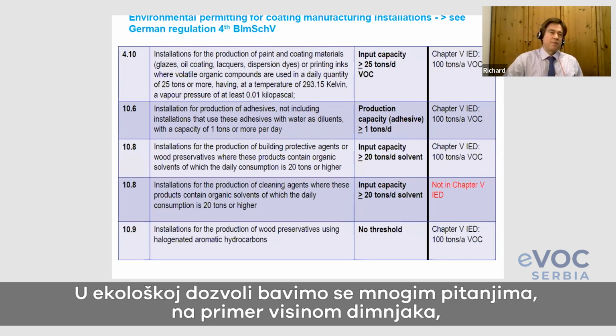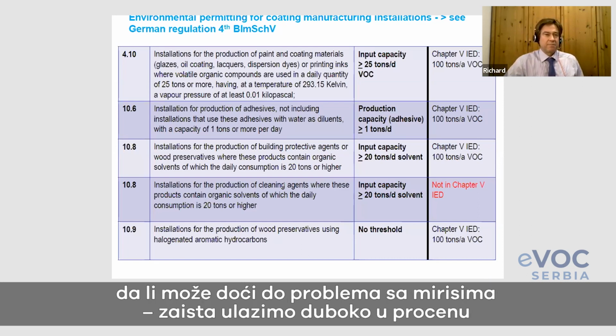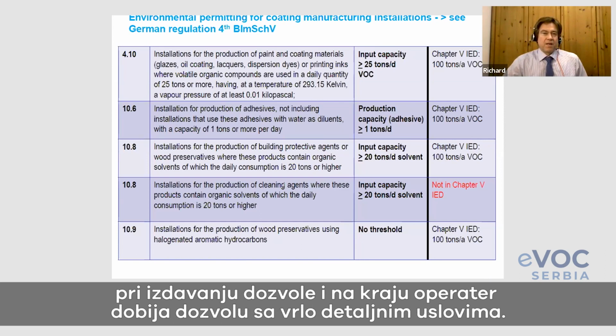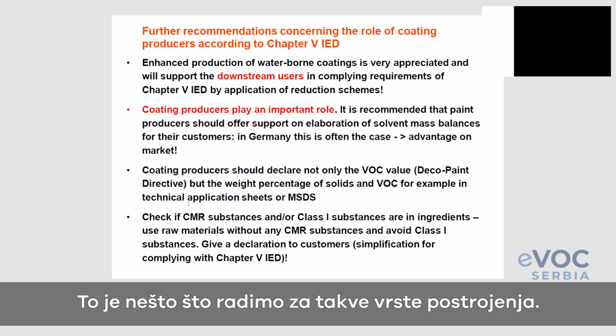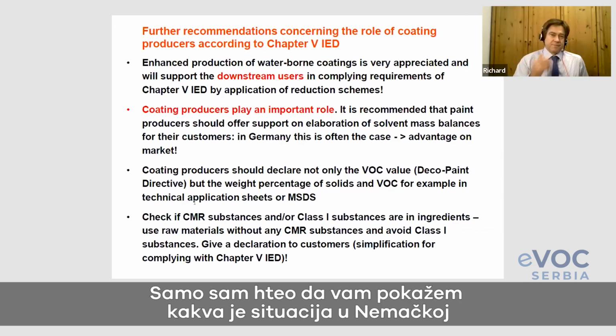And in the environmental permit, we deal with a lot of things. For example, the stack height. We check if there can be odor problems. So we really do a deep permitting assessment. And finally, the operator will get a permit with all permitting conditions. So this is something we do for that type of installation. I only wanted to show you how the situation is in Germany.